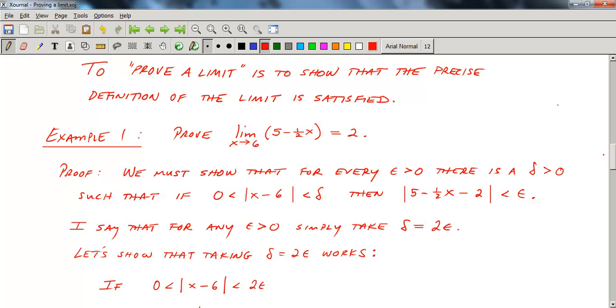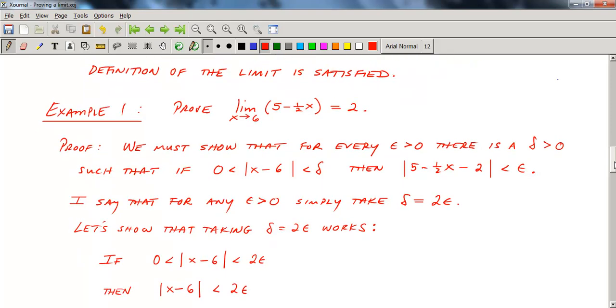Suppose we'd like to prove that the limit as x approaches 6 of the function 5 minus 1/2 x is equal to 2. Intuitively it makes sense, because as a polynomial, if I just replace x with 6 and calculate it, it comes out 5 minus 3, which is 2. But can we prove it according to the precise definition?